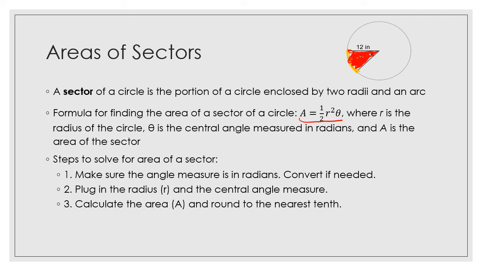Again, r is our radius of our circle, theta is our central angle, and it has to be in radians, and A is going to be my area. To solve for the area of a sector, it's pretty much the same steps. First step, make sure your angle measure is in radians, always in radians, and convert it if you have to. Then plug in your radius and the central angle measure, which is theta, and calculate the area, and again, round to the nearest tenth.